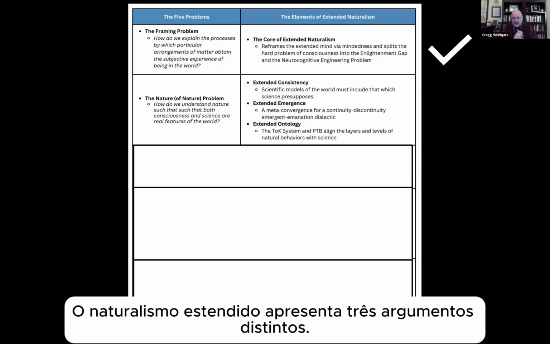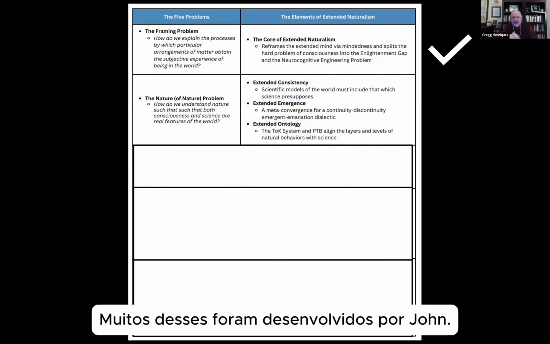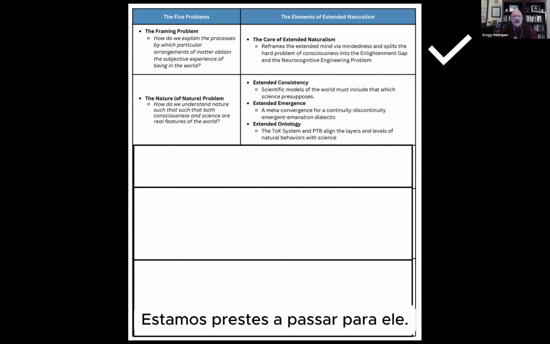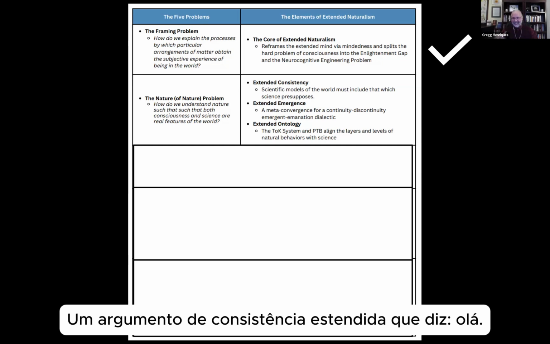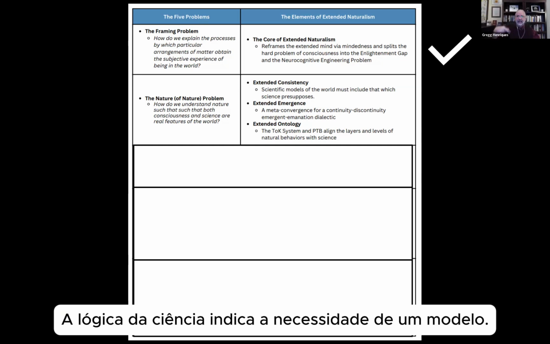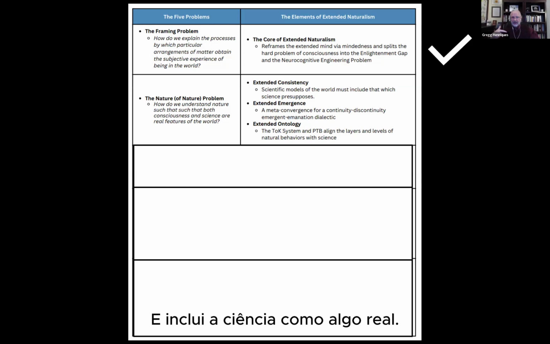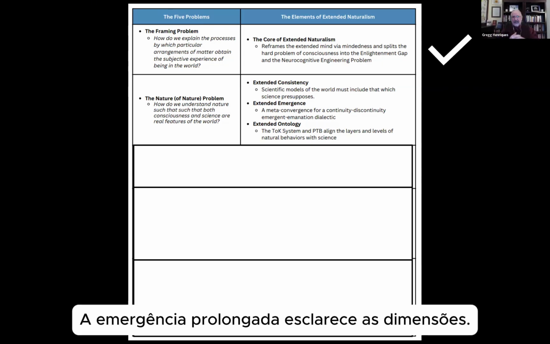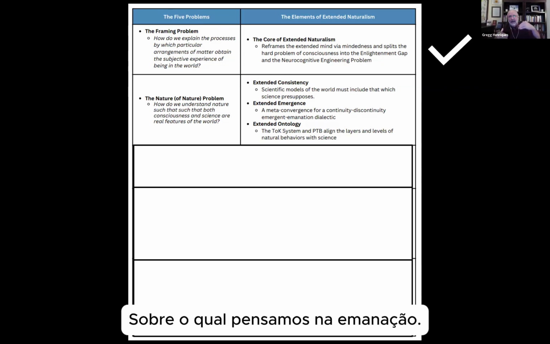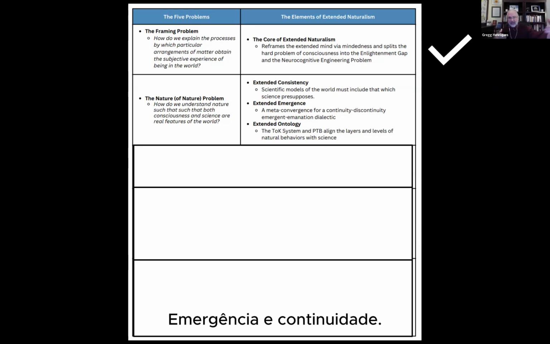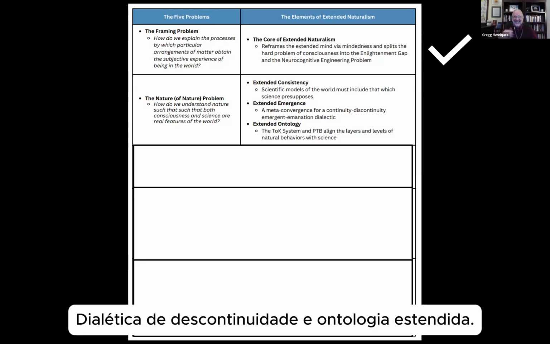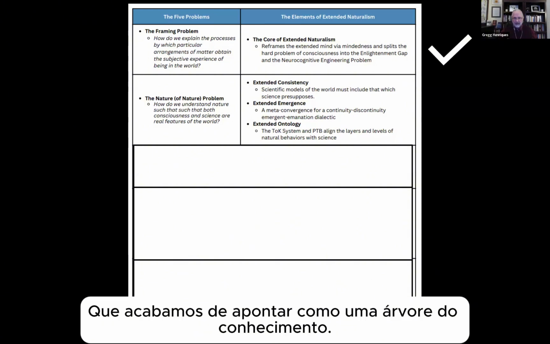Extended naturalism brings three different arguments, many of which have been developed by John, and we're about ready to turn it over to him. An argument of extended consistency says that the logic of science says we need a model that includes science as a real thing. Extended emergence clarifies the dimensions upon which we think about emanation, emergence, and a continuity, discontinuity dialectic. And an extended ontology, which we just pointed to as a tree of knowledge.